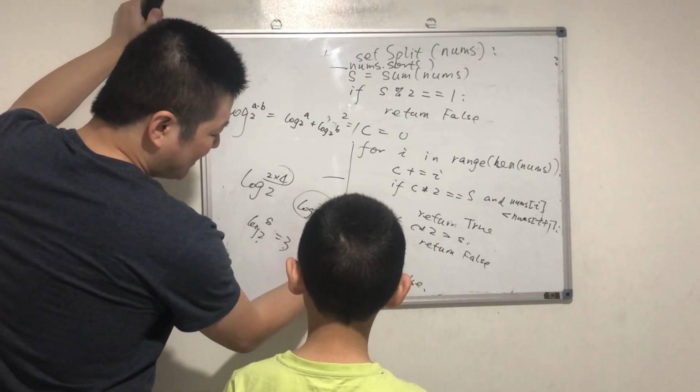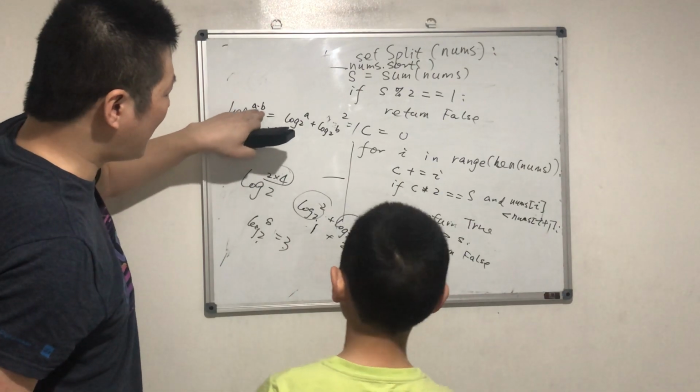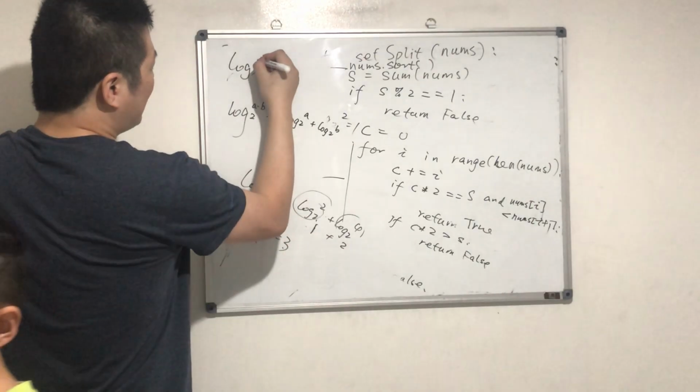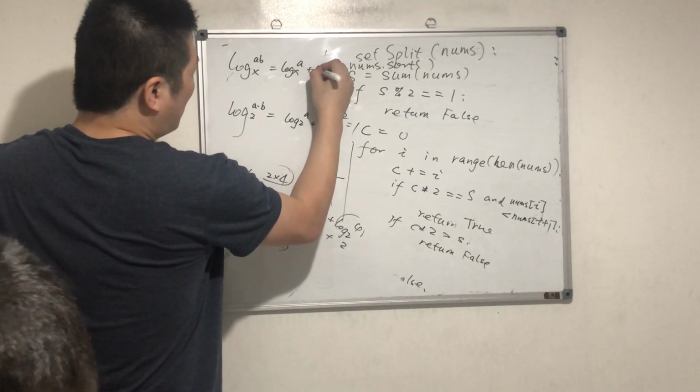Yeah. This is 2, right? 1 plus 2 equals 3. Okay, does it make sense? Log 2 AP. So basically it's log XAB equals log XA plus log XB.